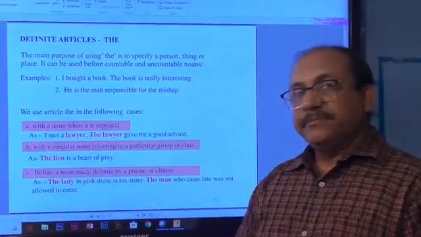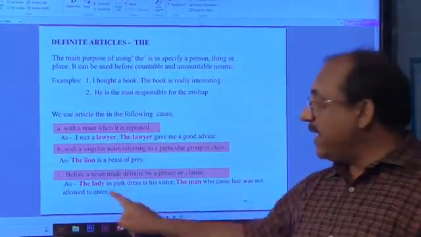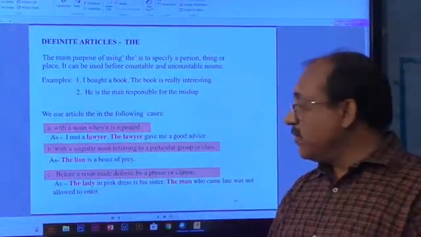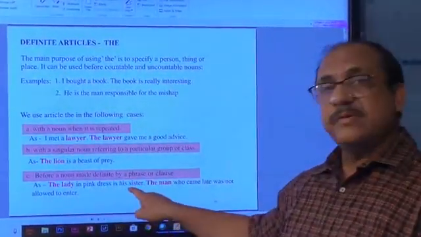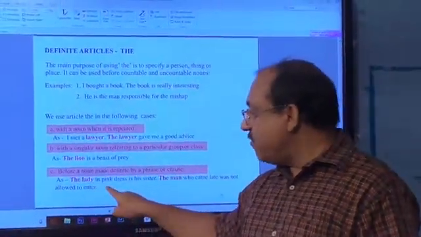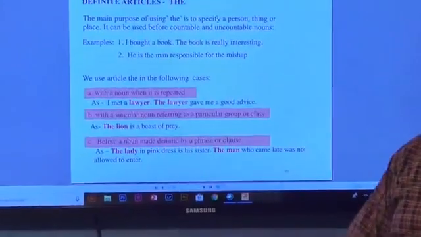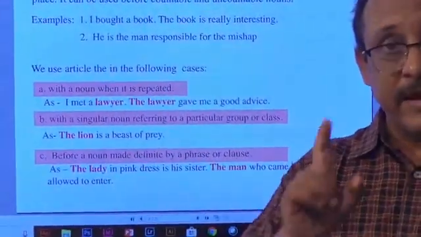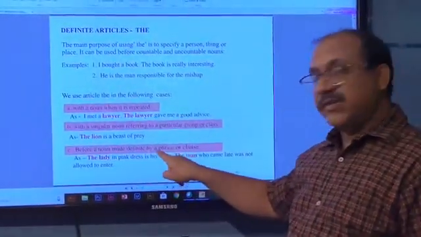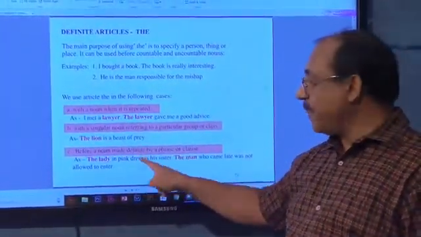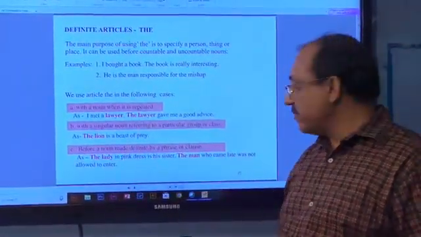In this sentence, the lady in pink dress is his sister. The lady is a noun. But why the lady? Because there is a noun phrase. Which is the noun phrase? The lady who is in pink dress. So the lady wearing a pink dress is a particular lady. So when this noun phrase is there describing the noun, then we take the before such types of nouns.